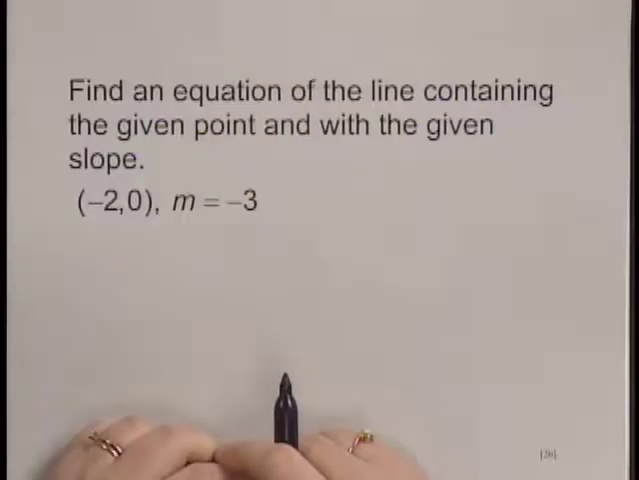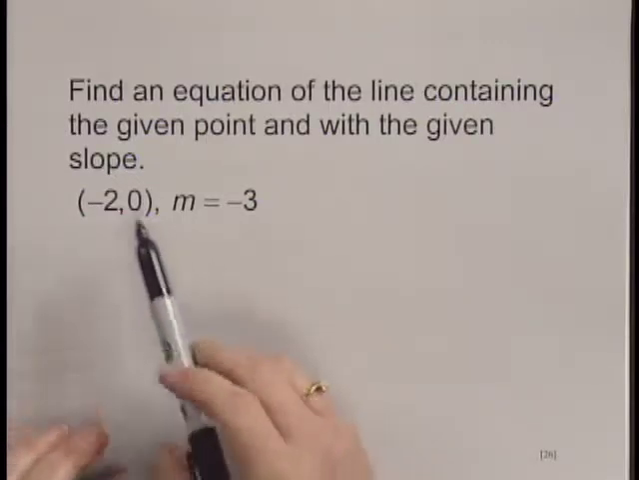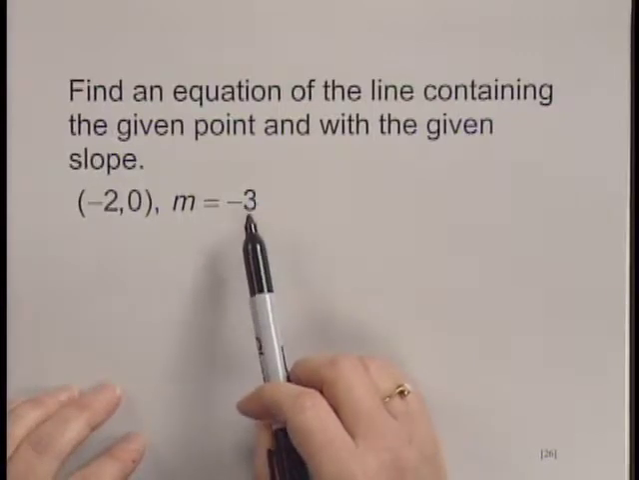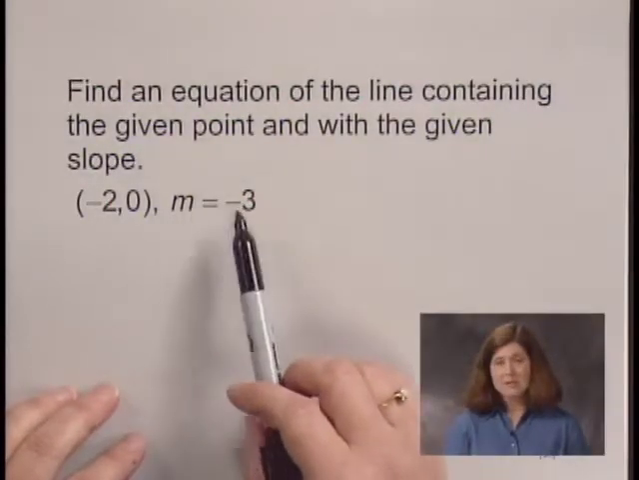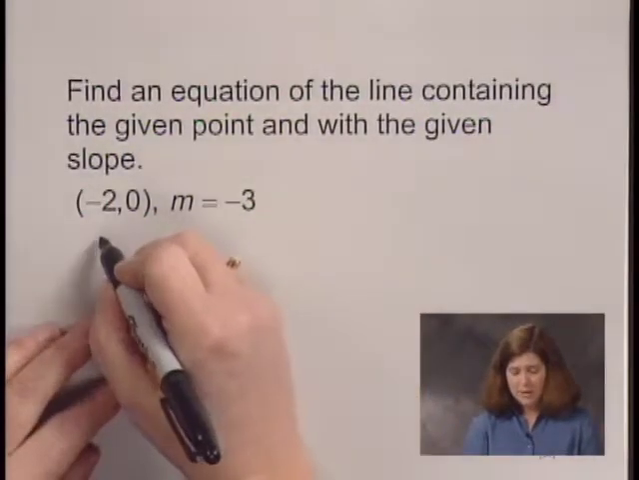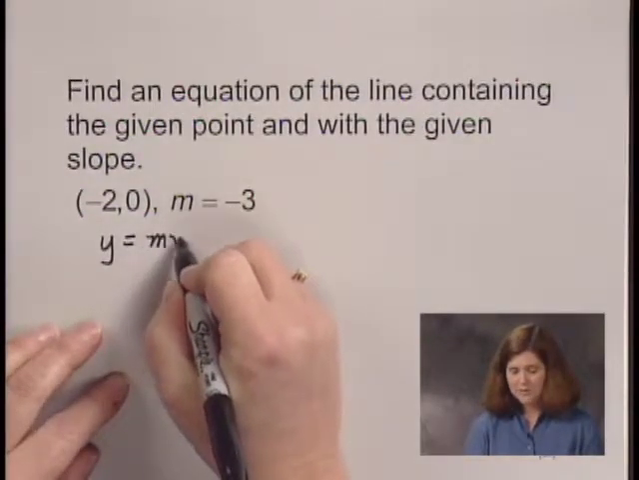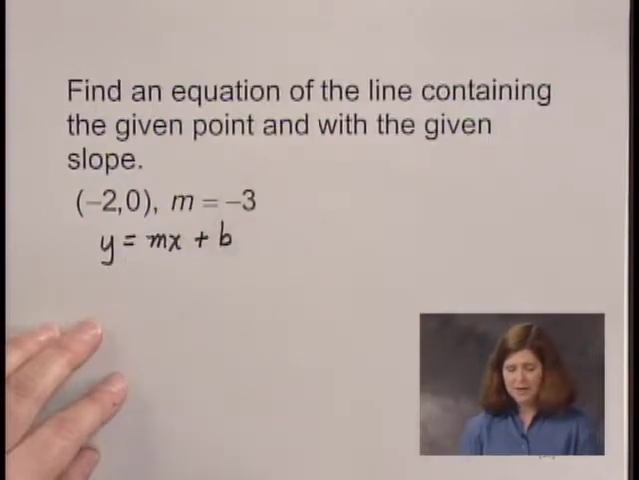In this problem, we'll find an equation of a line. We'll find an equation of the line that contains the point (-2, 0) and has the slope -3. Since the slope is defined, this line can be described by the equation y = mx + b.